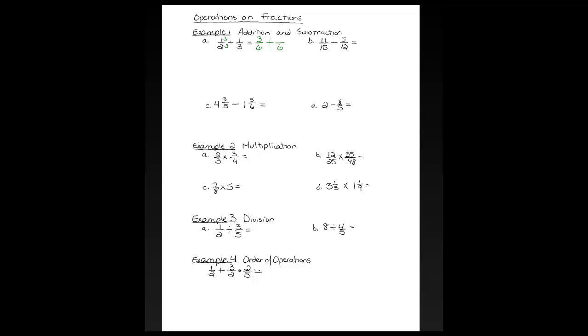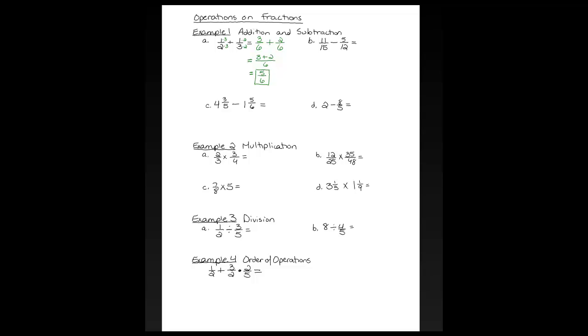Do the same thing with the 1/3. 3 times 2 is 6. What you do to the bottom, you have to do to the top. So 1 times 2 is 2. So we have our equivalent fractions with the same denominator. Now that we have the same denominator, we just add the numerators. We have 3 plus 2 over 6, which gives us 5/6.